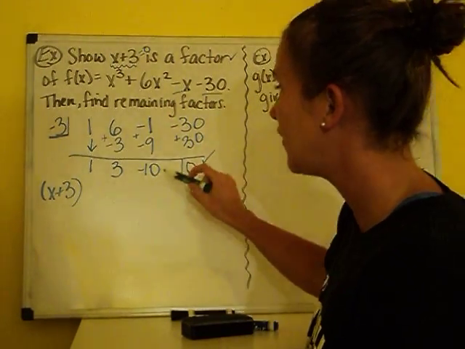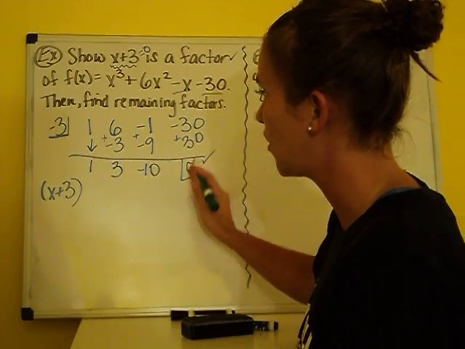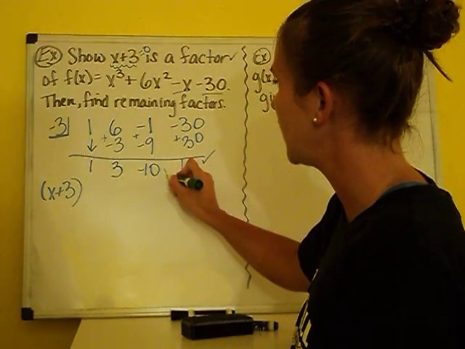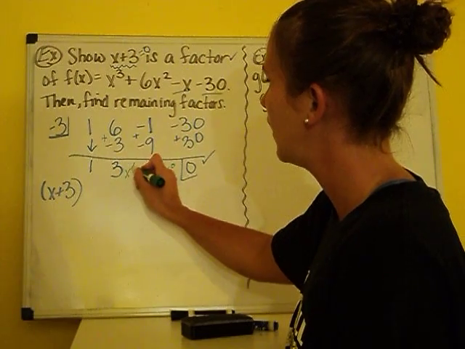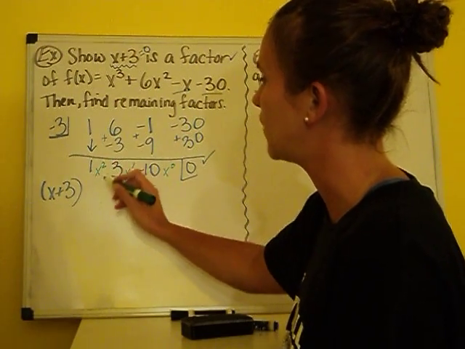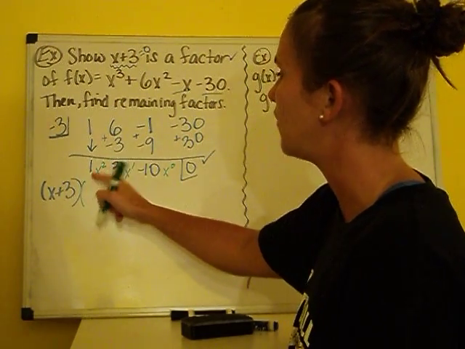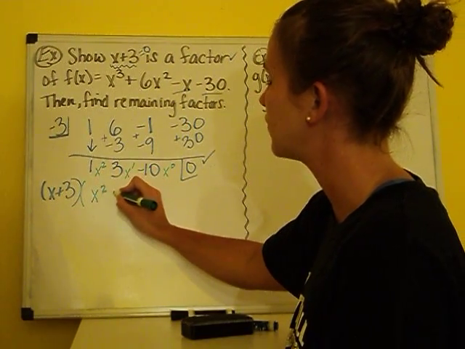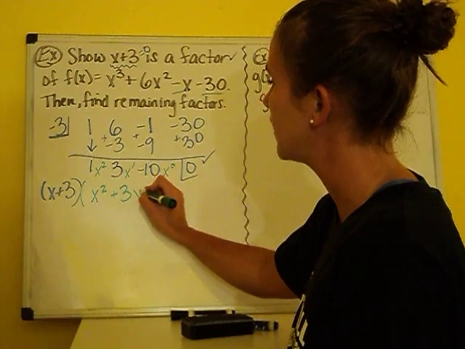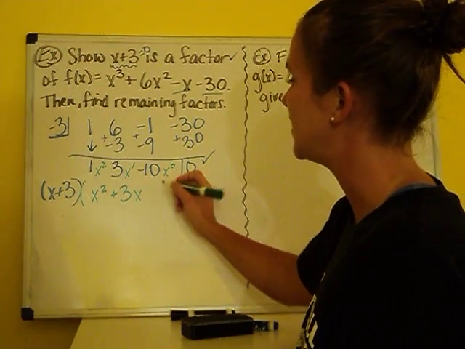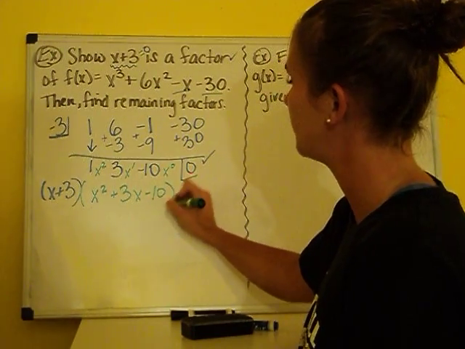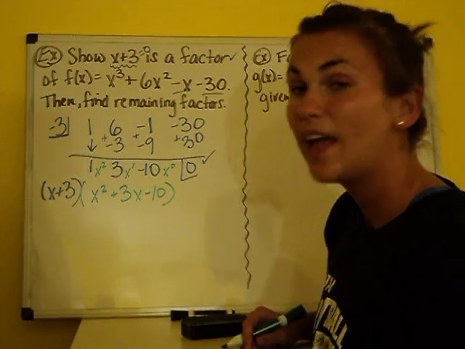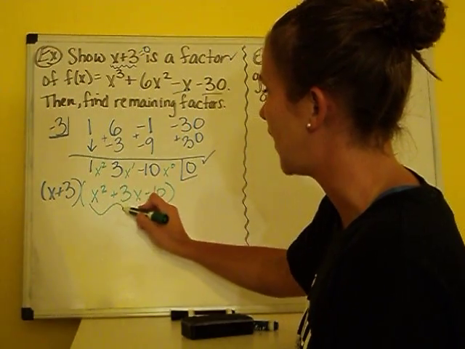Okay, so what is our leftover polynomial? Remember, we start going right to left. We have our x to the 0, x to the 1, x squared. That means I have 1x squared, which is x squared, a positive 3x to the first, which is just positive 3x, and a negative 10x to the 0, which is just negative 10. Okay, so now my job is to factor this guy.